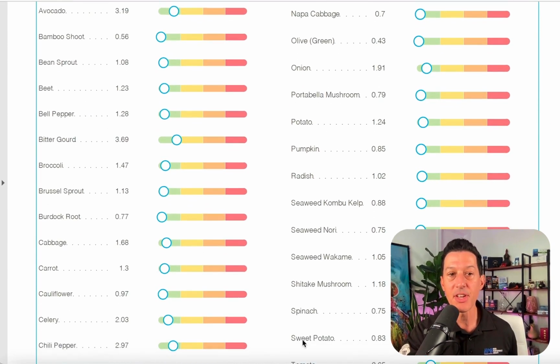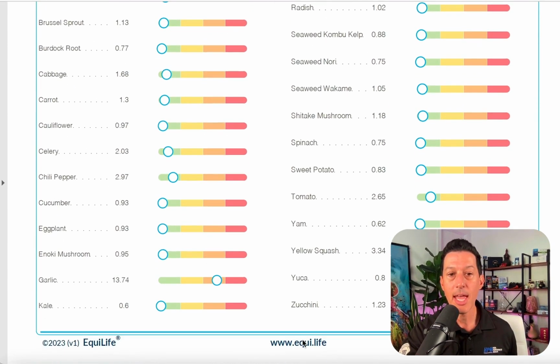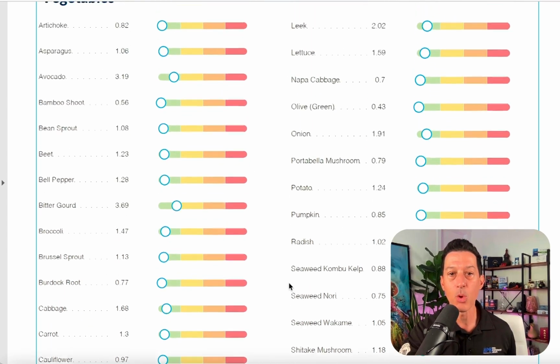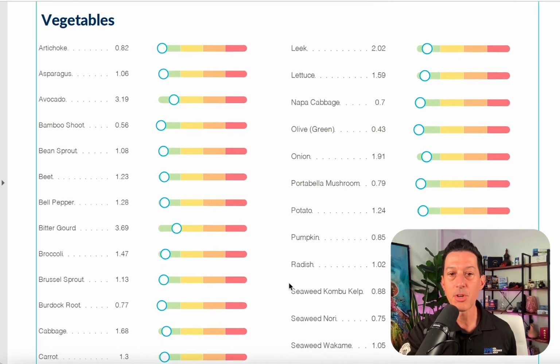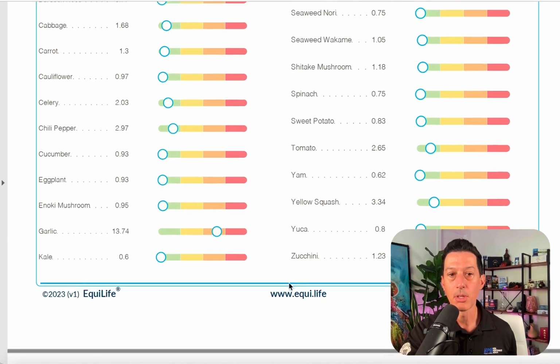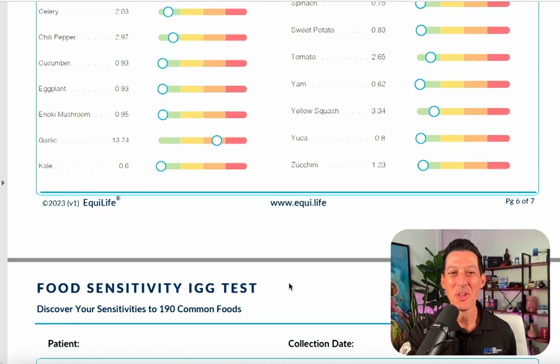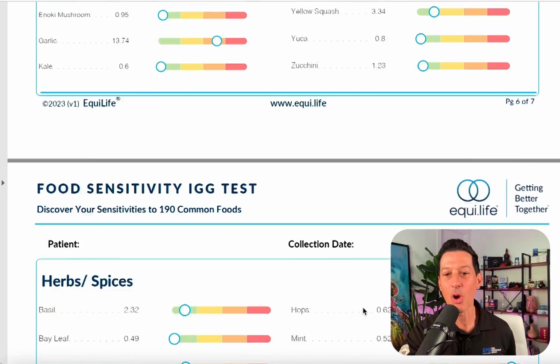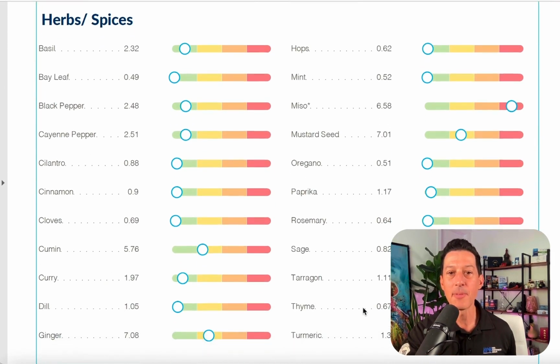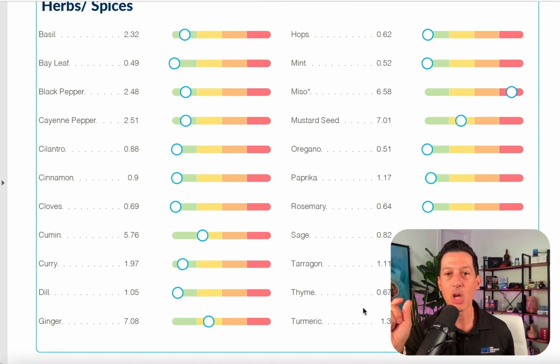What about vegetables? Any vegetables? And the only vegetable we see is garlic. And again, I would consider that more of an herb or spice, but certainly it is a vegetable if you'd like to consider it that. So this person has a moderate sensitivity to garlic, not completely uncommon. We oftentimes see an allium intolerance or a garlic or onion-based intolerance sometimes.